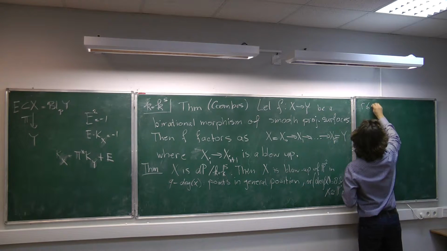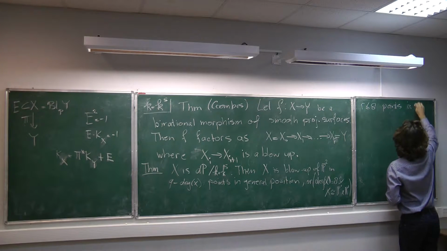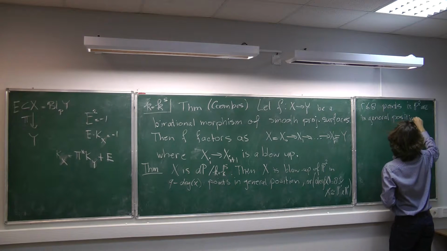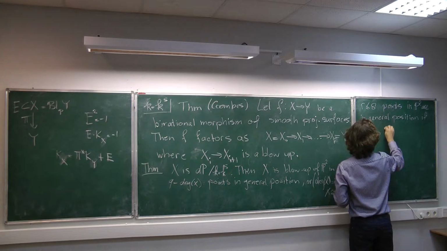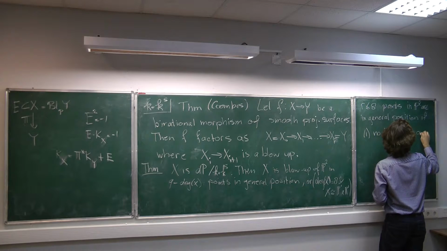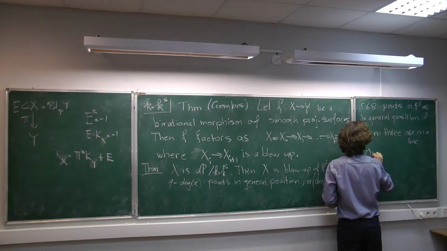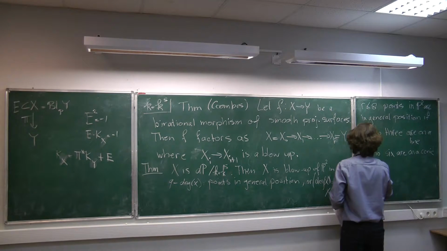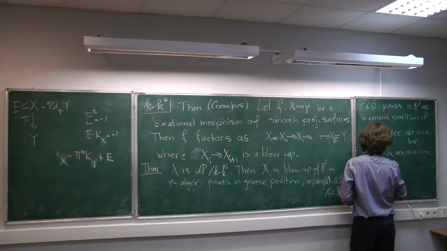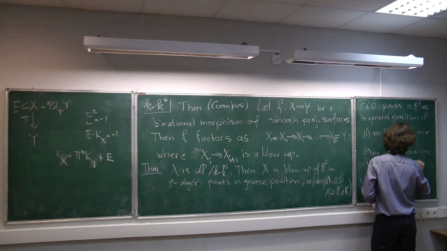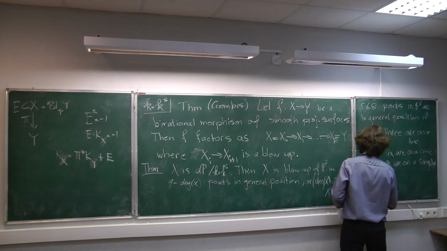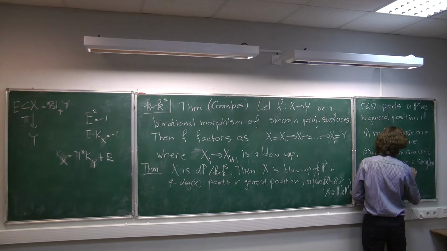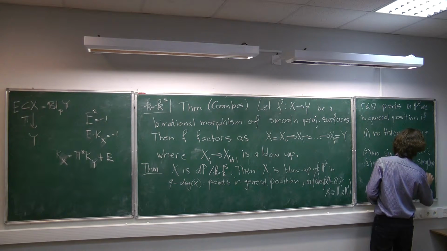If I have at most 8 points in P2, they are in general position if, first of all, no 3 are on a line, no 6 are on a conic, and no 8 are on a singular cubic with the singularity at one of the 8.